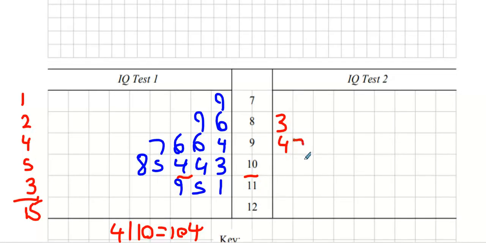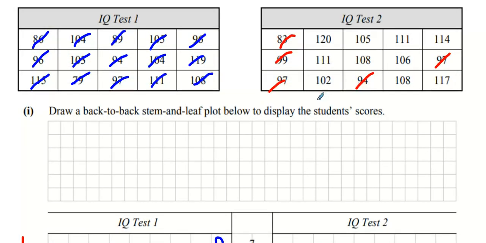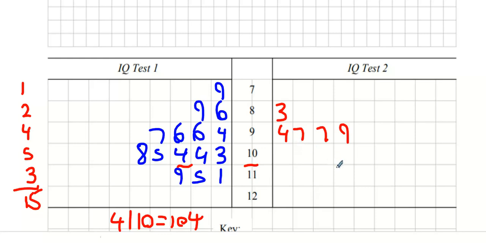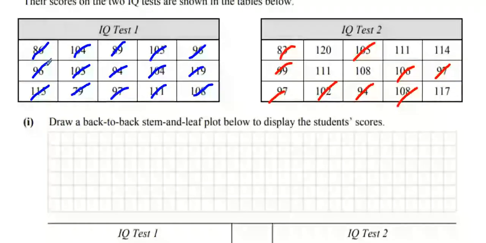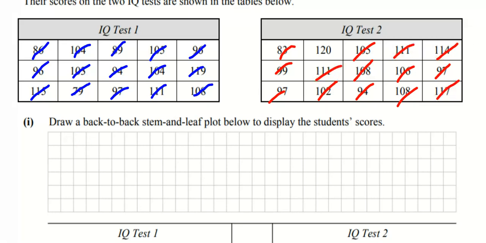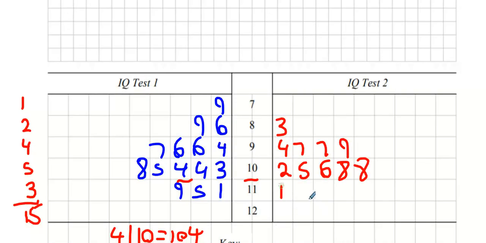Okay, and then the tens. What do we have? 2, 2, 5, 6, and 8. 2, 5, 6, 8, 8. Then 1, 1, 4, 7. And then 0 here. Now look at this, lads.